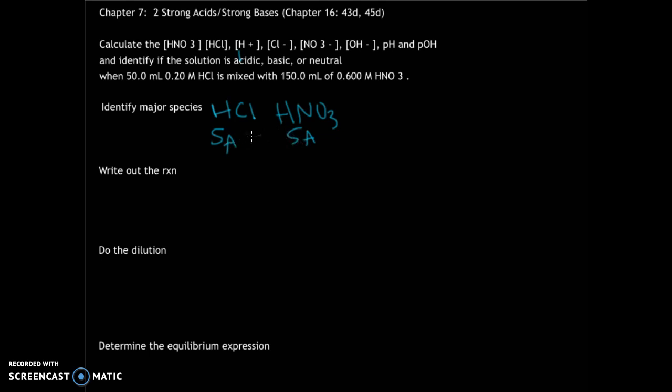What does that mean, strong acid? Well, what that means is HCl is going to 100% ionize into H plus and Cl minus. That also means that HNO3, because it's a strong acid, will also 100% ionize into H plus and NO3 minus. Okay, now two acids mixing together does nothing in terms of a chemical reaction. There's no chemical reaction going on.